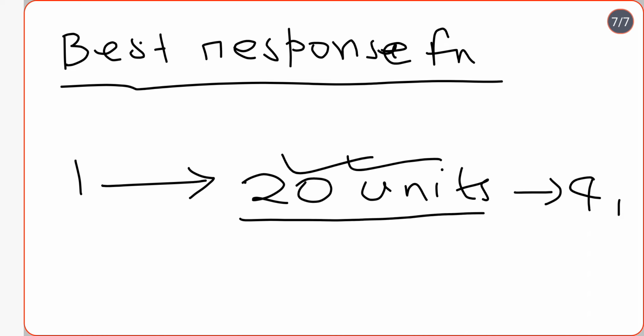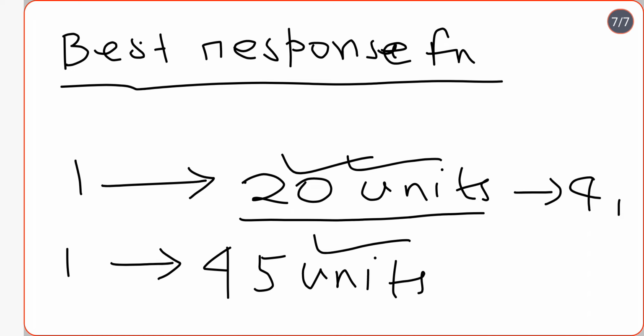So 20 units is the Q1, and if it maximizes their profit, they will be very much satisfied with it. But if the calculations show that farm 1 will maximize its profit at 45 units of output, then obviously farm 1 will produce 45 units of output. Then that will be the Q1. So each farm maximizes its profit by choosing the amount of Q1 and Q2. Q1 will be chosen by farm 1 and Q2 will be chosen by farm 2.